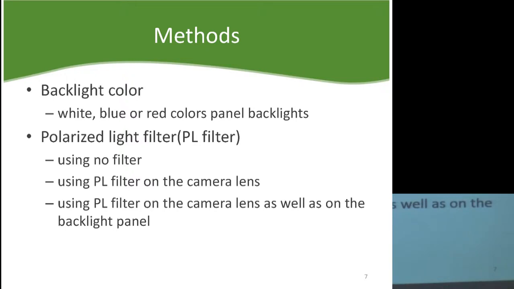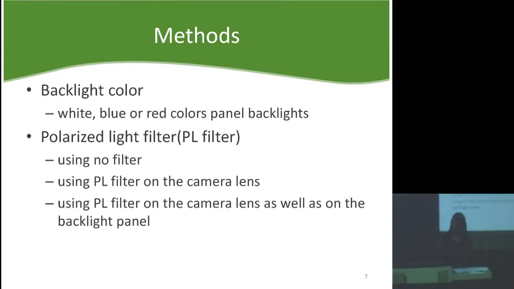And also we need the backlight color. There are three colors: white, blue, and red panel backlights. We will test all three color backlights separately, used with a camera to acquire the images.